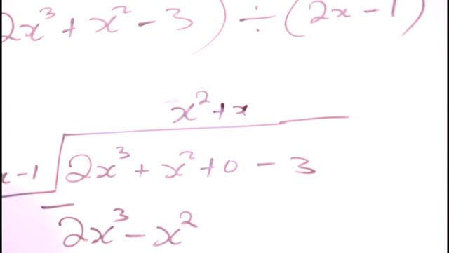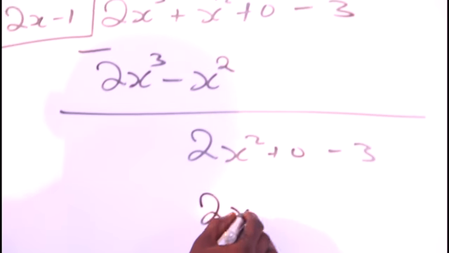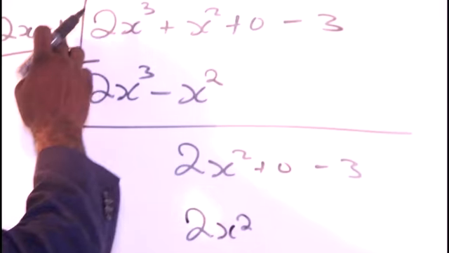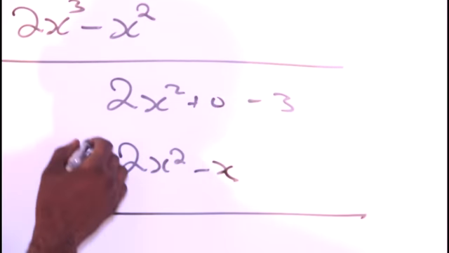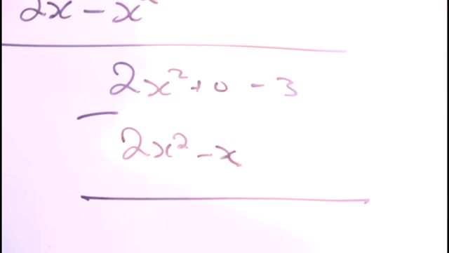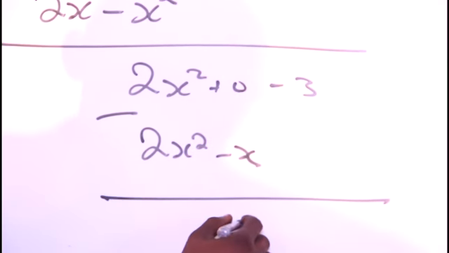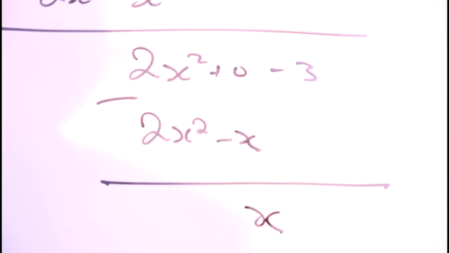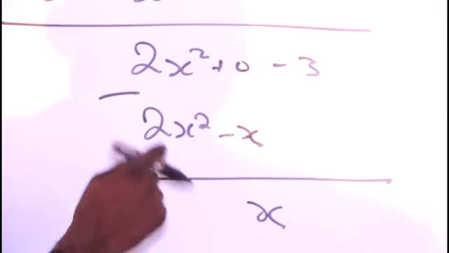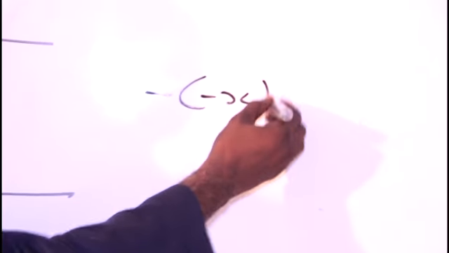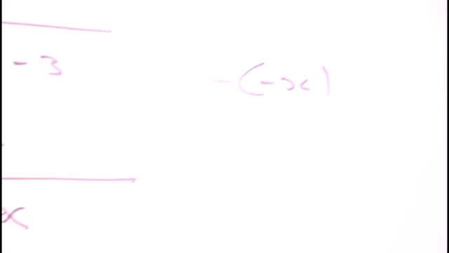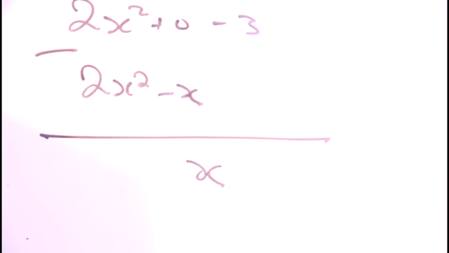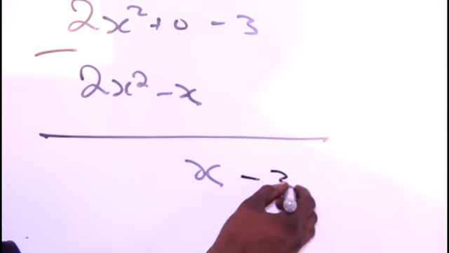Then x times 2x will give us 2x squared. Then x times minus 1 will give you minus x. At this point, we find our difference. This will go, then we are left with x. I know some people will be wondering how I got it to be x. You have minus, minus x. When you open this bracket, minus times minus will give you plus. You have plus x. Very simple. Then, at this point, we can bring down our minus 3.